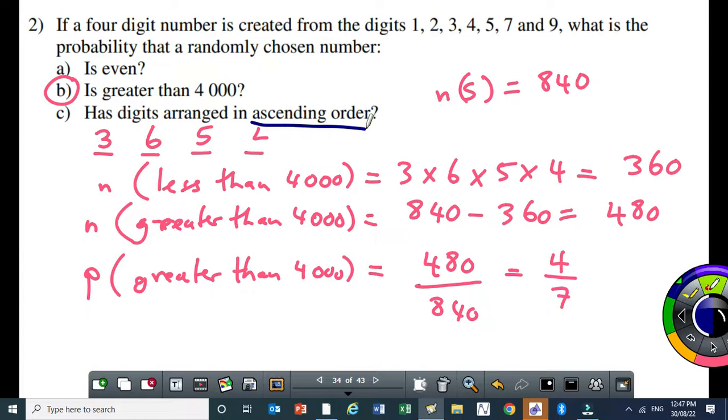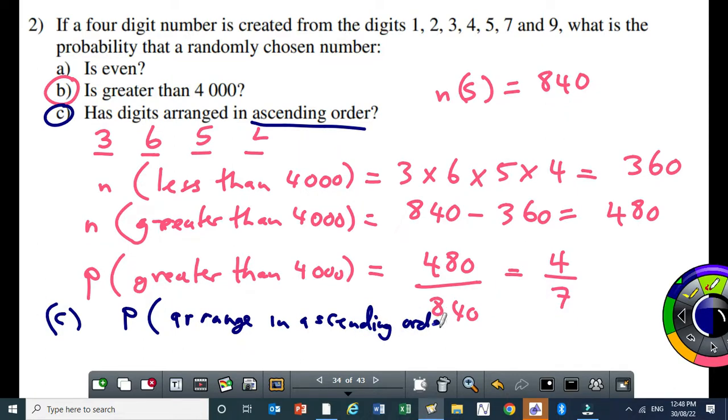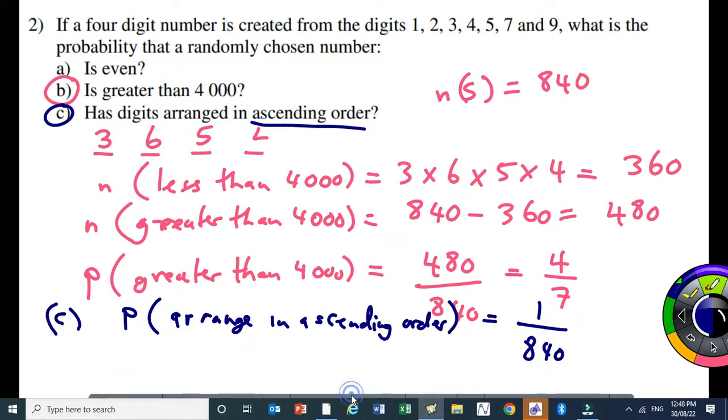Okay, so C can go. So the probability of a 4-digit number in ascending order, that would be 1 over 8. Okay, there's only one way.